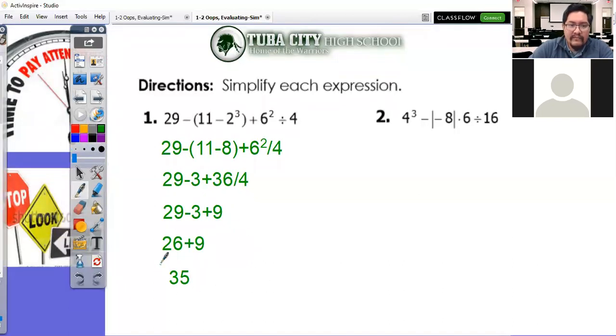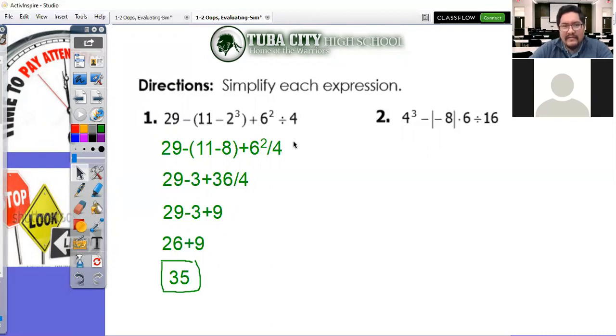So there we go. We finally reached our final answer. Now, in the directions where it says simplify, that means to get it as simple as you can possibly make it. So in this case, this is the simplest it can be because it's only one number. The simplest, the most simple.